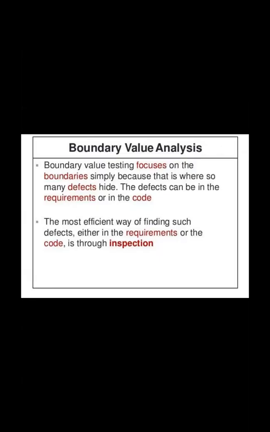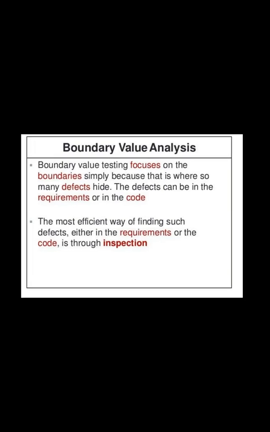In boundary value testing, we focus on the boundaries simply because that is where so many defects hide. So if you give the minimum range and maximum range, one value above the minimum range, and one value below the maximum range, from that we can identify the hidden errors. It is the most efficient way of finding such defects, either in the requirements, in the code, or through inspection.